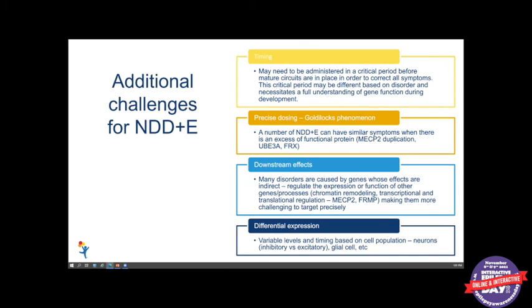Unfortunately, a number of the genes associated with neurodevelopmental disorders have similar symptoms when there is an excess of protein. And so we call this the Goldilocks phenomenon. You can't have too little and you can't have too much. You have to have exactly the right amount.